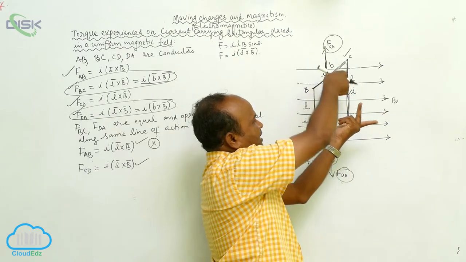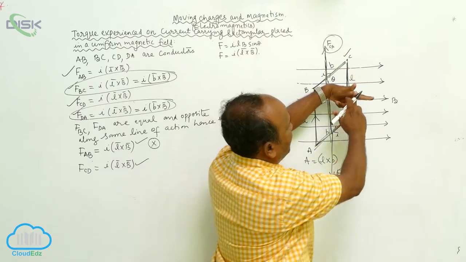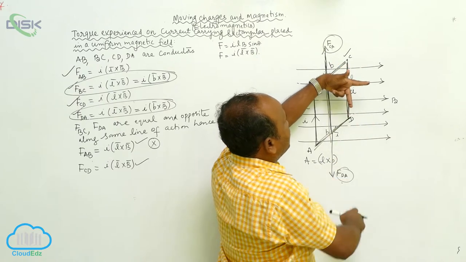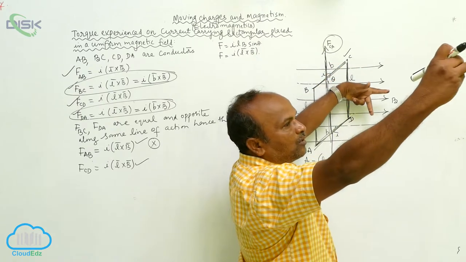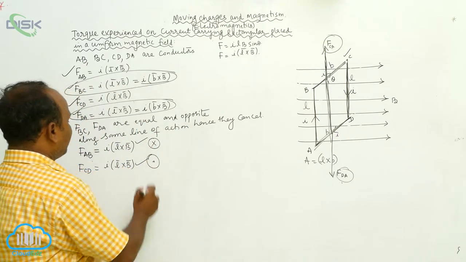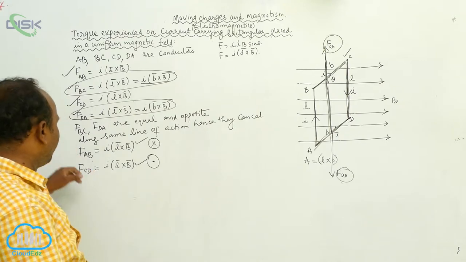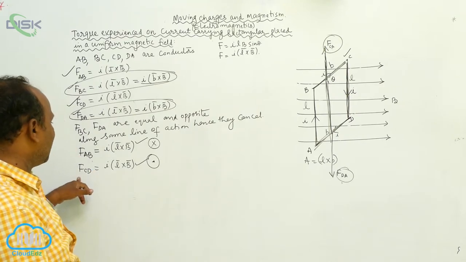But the current direction is down. As the current direction is down, like this. This is called a magnetic field. Current direction is down, then the force is outward. Therefore, force acting on AB is inward. The force acting on CD is outward.